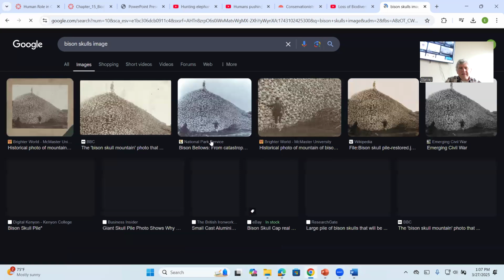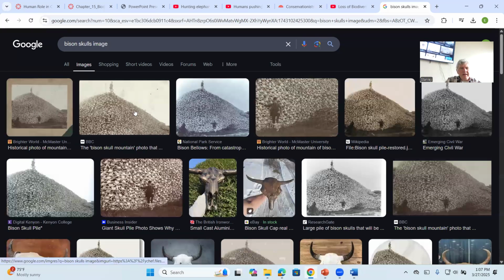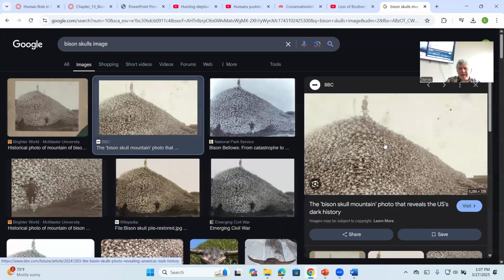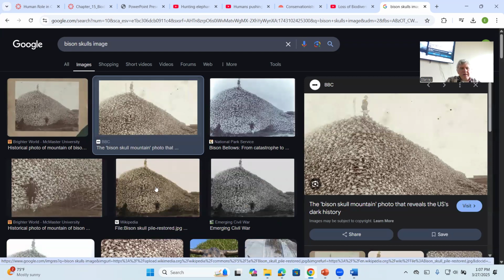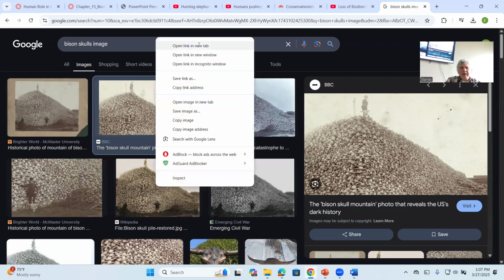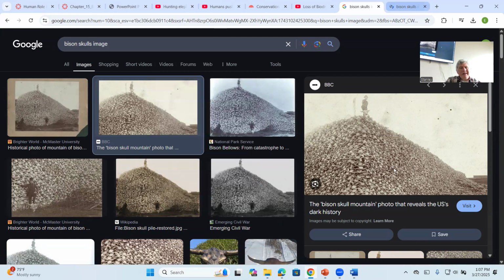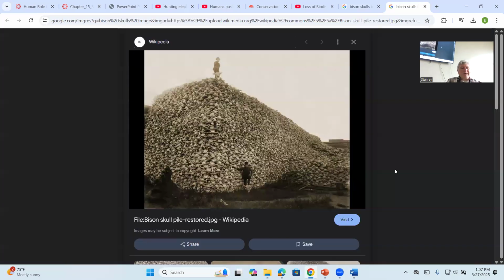So we get these kind of images. This is kind of late second half of the 1800s, 1870s, probably maybe 1880s. These are all bison skulls, and these were indiscriminately killed, right? Oftentimes they weren't eating them for food. It wasn't like a starvation thing. Oftentimes people would just hunt them from the train and shoot them as they're rolling by.